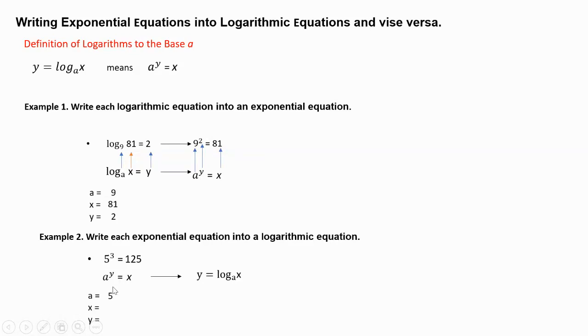So the a is going to be 5, the y is going to be 3, and the x will be 125. So then it's going to give us 3 equals log base 5 of 125. Or log base 5 of 125 equals 3. So this is how we write from exponential to logarithmic.